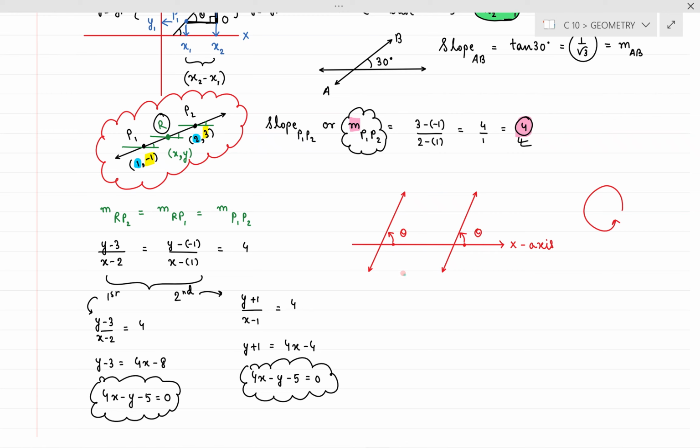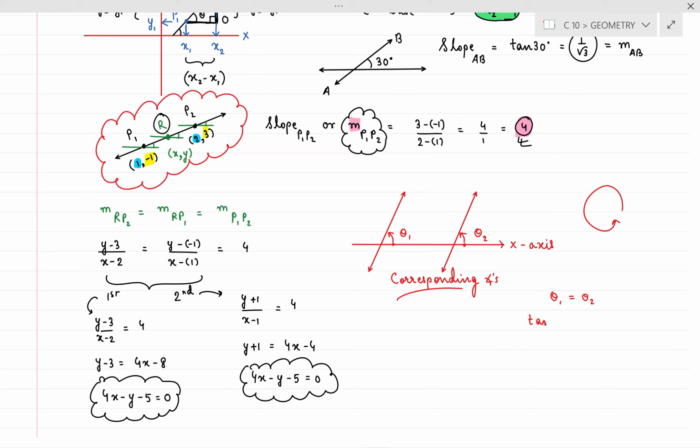Why, sir? Because corresponding angles. The two lines are parallel, so they will be corresponding to each other. So corresponding angles property, both the angles will be same. Therefore, let us consider this as theta 1, let us consider this as theta 2. So we say that theta 1 is equal to theta 2.